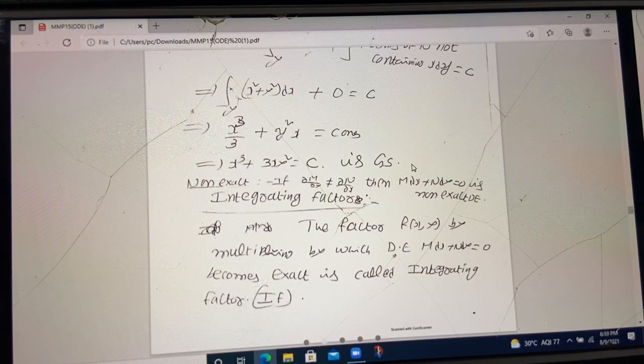So why we require the next methodology: suppose ∂M/∂y is not equal to ∂N/∂x, then M dx + N dy is non-exact. We know how to solve only when it is exact. If it is not exact, how do we solve it? We try to multiply the equation by some function of x and y so that it becomes exact. Such a function of x and y, by multiplying by which the equation becomes exact, is called an integrating factor.